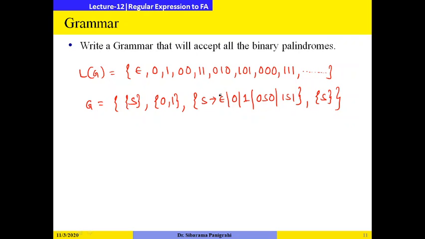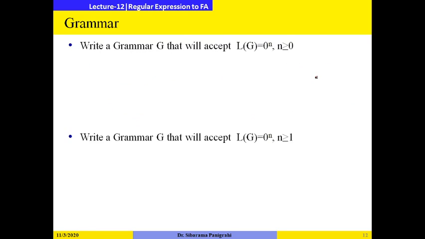So here you see it will accept epsilon, it will accept 0, it will accept 1. So 0S0, in place of this S, if you apply epsilon, then you will get 00. 1S1, in place of this S, if you apply epsilon, then you will get 11. Similarly, recursively you can apply it so that you can get all the binary palindromes.